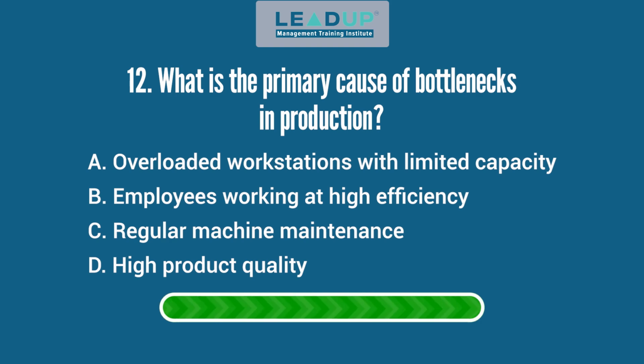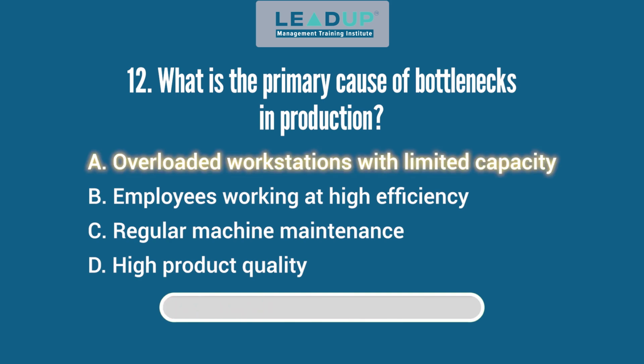Question 12. What is the primary cause of bottlenecks in production? A. Overloaded workstations with limited capacity. B. Employees working at high efficiency. C. Regular machine maintenance. And D. High product quality. The answer is overloaded workstations with limited capacity.